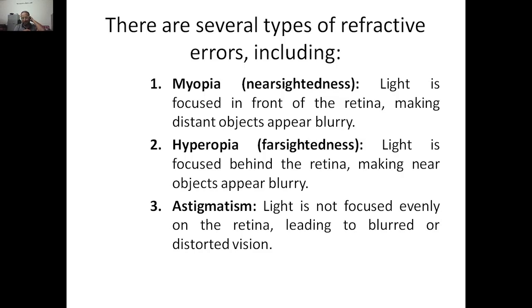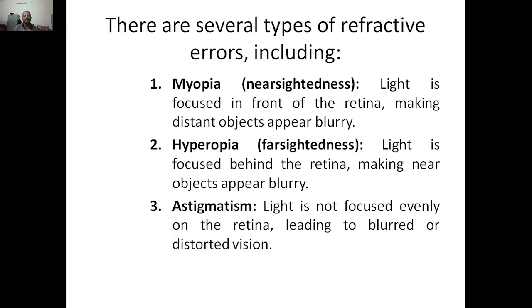That means it is opposite to this. So light is focused behind the retina because of the improper position, making near objects appear blurry. So in that, near objects will be blurry. You just have to remember: nearsightedness in the sense, whatever near things are there we can see properly, but far we can't see. That is myopia. Whereas hyperopia, in the sense farsightedness, far things we can see clearly, but near things will be blurry.